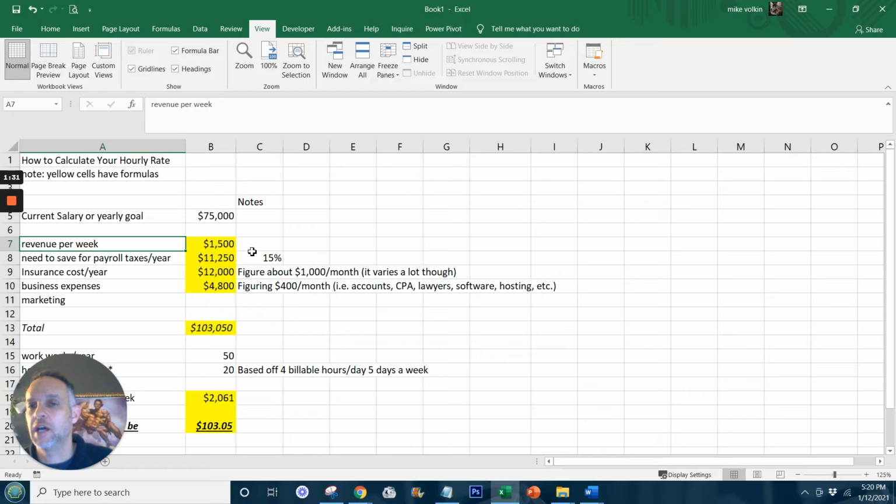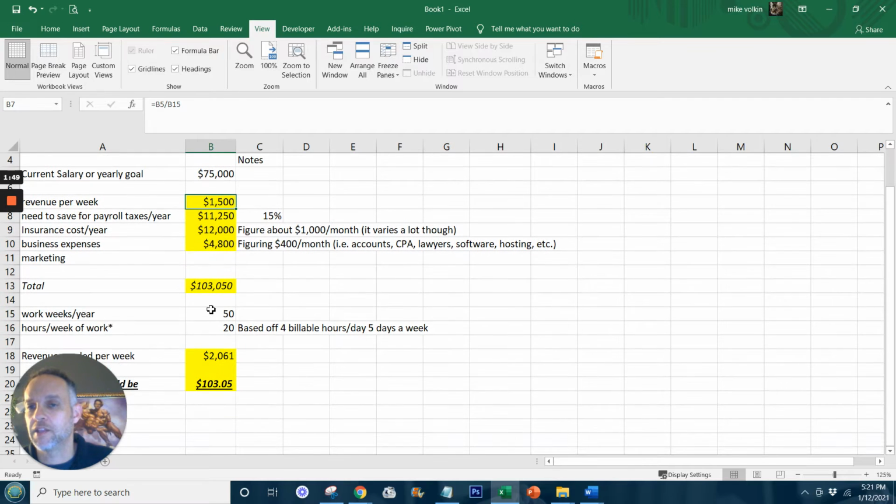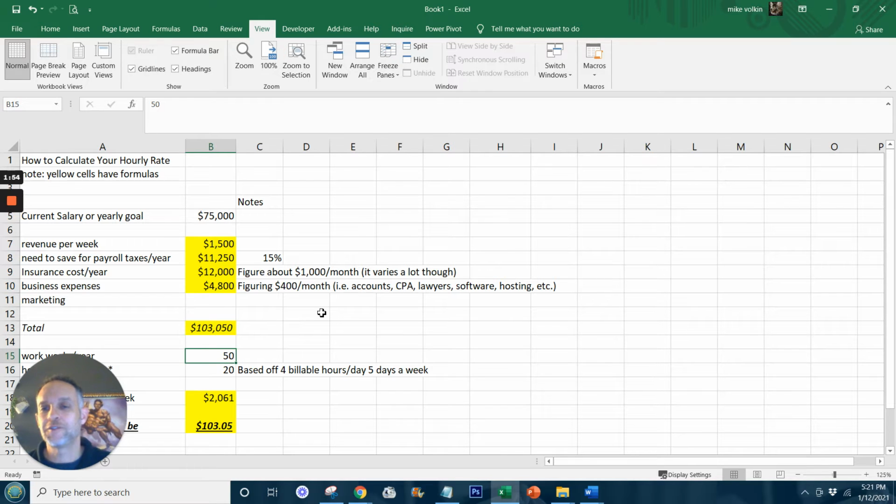Your revenue per week would be $1,500, which is what you're going to need to replace a goal of $75,000. I'm simply taking B5, which is this cell right here, and dividing it by the weeks worked per year, which is 50. I know there's 52 weeks in a year, but people like to take vacation, so you take a couple weeks off. If you want to factor in working 52 weeks a year, great. Then change this number to 52, and everything else will auto-calculate.